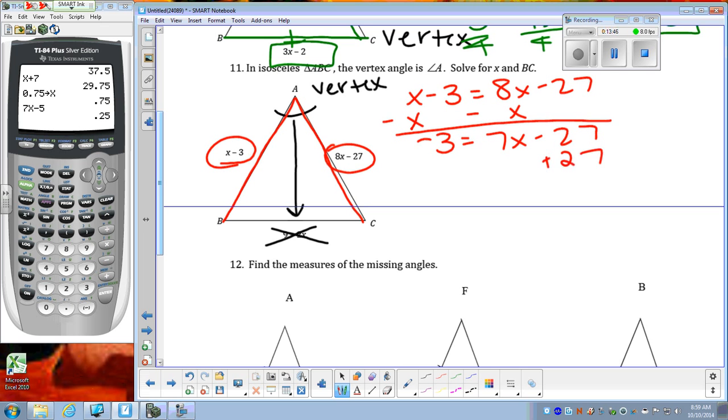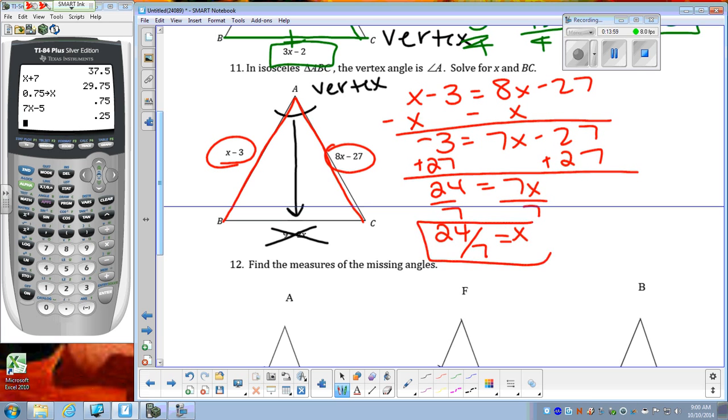Add 27. 7x equals 24. Divide by 7. Now I want exact answers, so I'm going to keep this as my fraction and use my store button. So 24 over 7. I'm going to put parentheses around this. I want to store this as x.